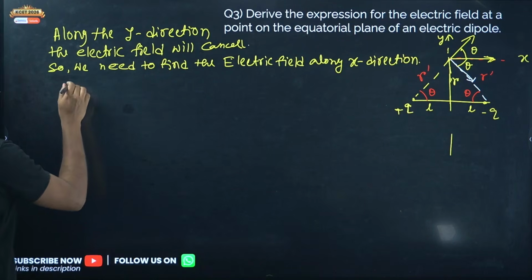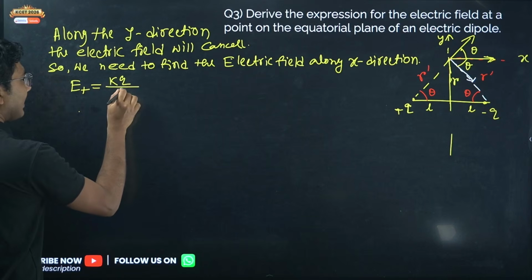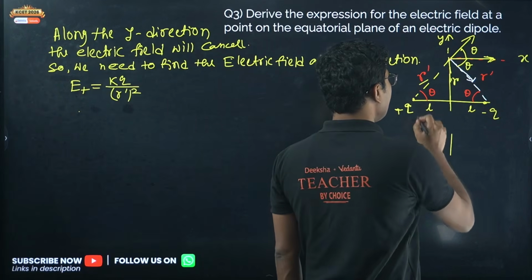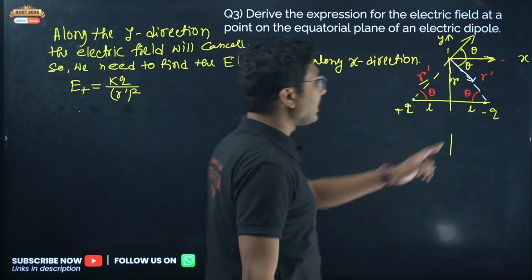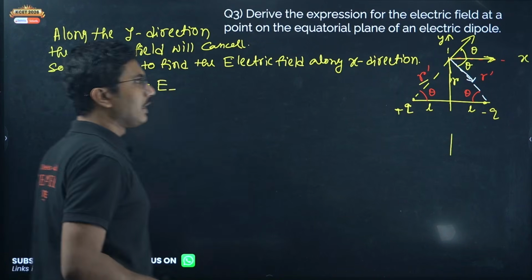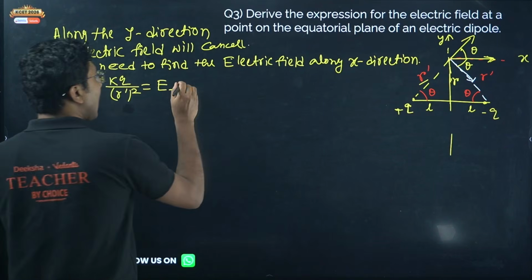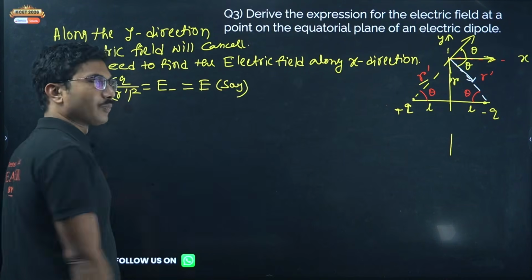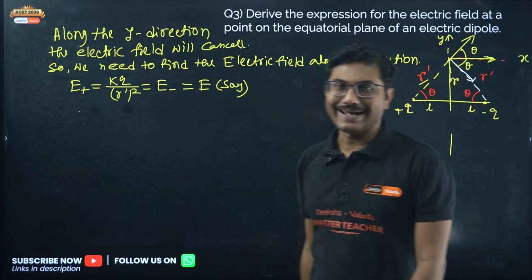Now what is E plus? E plus is K Q by R dash square, electric field due to a point charge. This is R dash. So K Q by R dash square. Similarly, for a negative charge also the electric field will be same. Okay, magnitude wise both electric fields will be same. The directions are obviously not same, but magnitude wise same. And we are saying this equals to E in bracket C. Okay, so both, because their magnitudes are same, we are saying this is equals to this and say E.